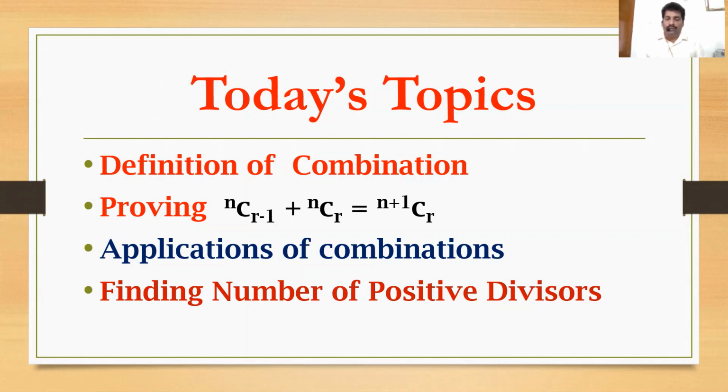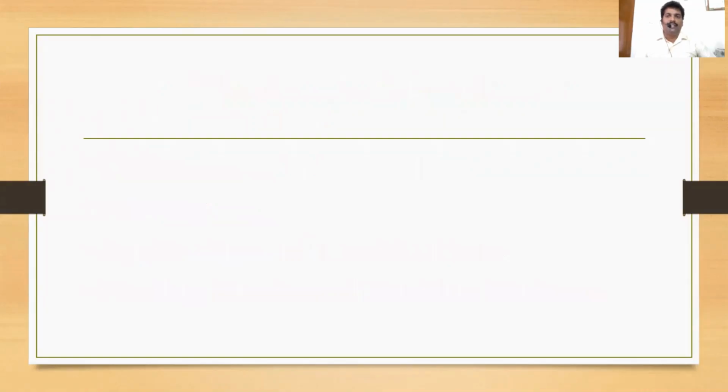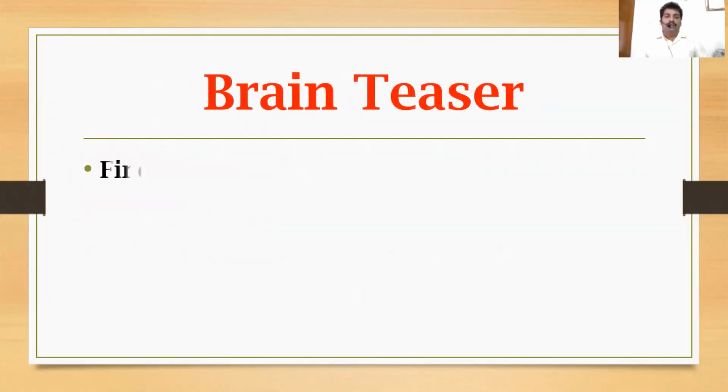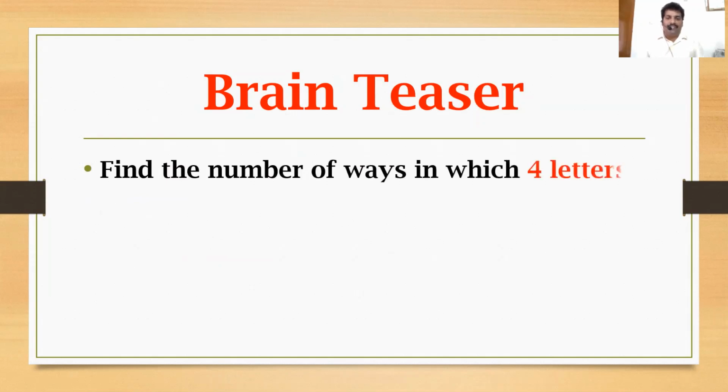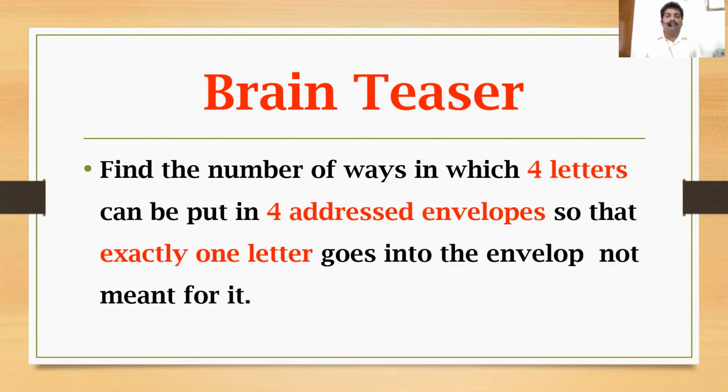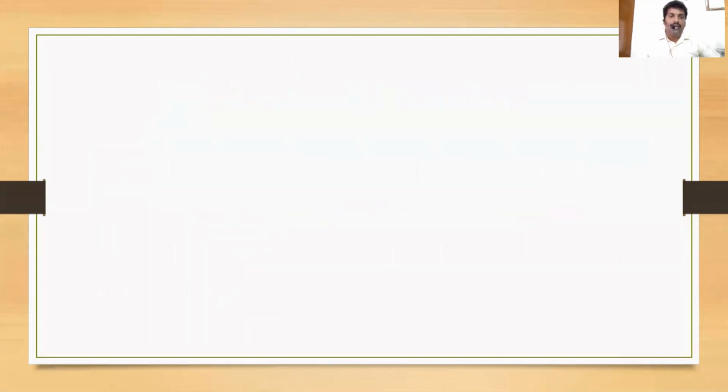Before going to our topics, as usual, our brain teaser. Today's question is: find the number of ways in which 4 letters can be put in 4 addressed envelopes so that exactly 1 letter goes into the envelope not meant for it. Its meaning is not the correct envelope.